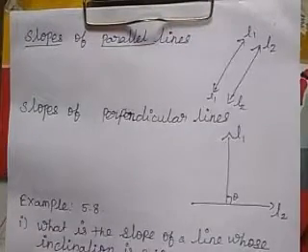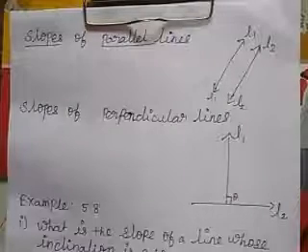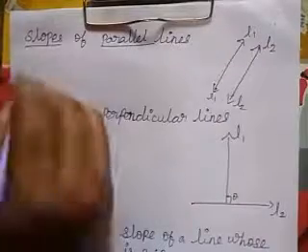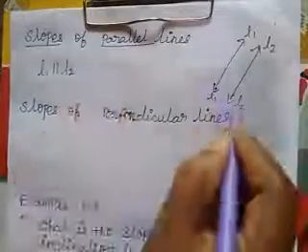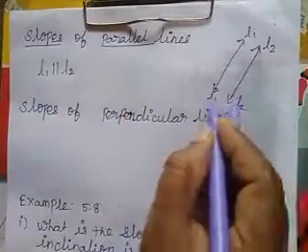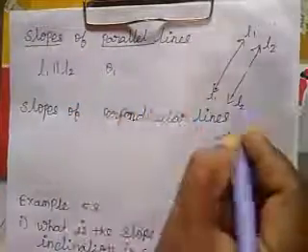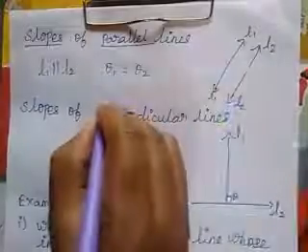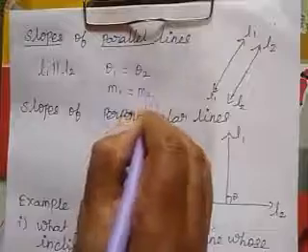Next we are going to see slopes of parallel lines. When two lines are parallel, here L1 and L2 are parallel, their theta is also the same. The first line's angle is theta 1, the second line's angle is theta 2. So the angles are equal, then the slopes are also equal. M1 is equal to M2.